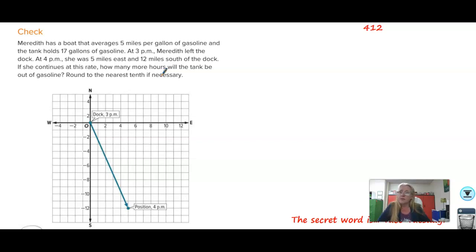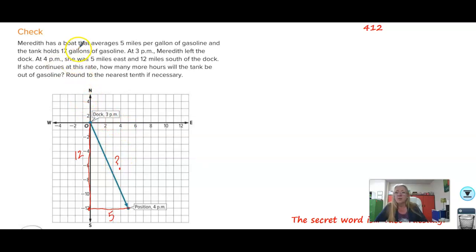At 3 p.m., Meredith left the dock. At 4 p.m., she was 5 miles east and 12 miles south. Okay, so 12 south and 5 east. This is our right triangle here. Sorry for the squiggly lines. It's really hard to write on this graphic tablet. All right, so this is 12 and this is 5. And this is how far she's traveled.